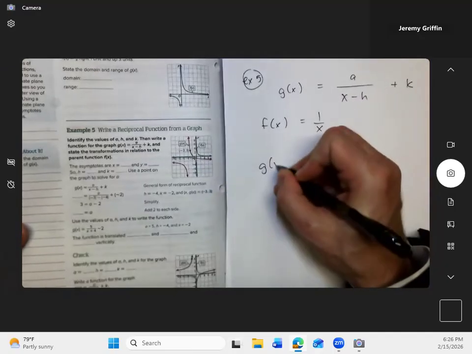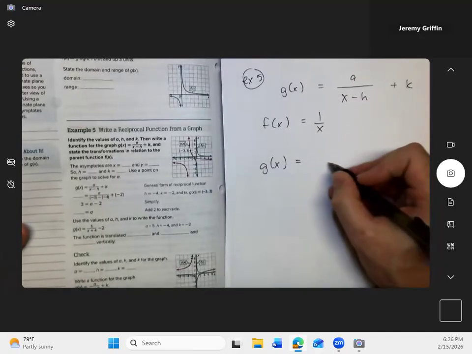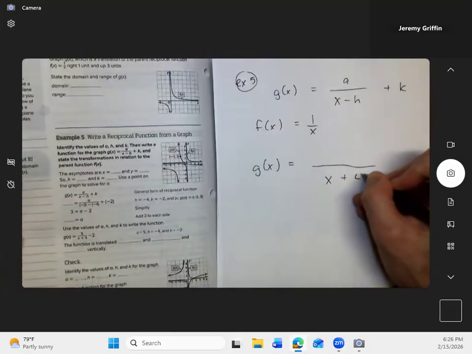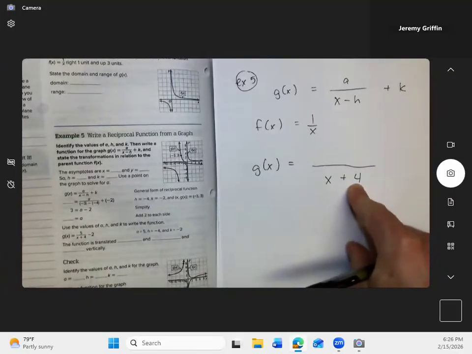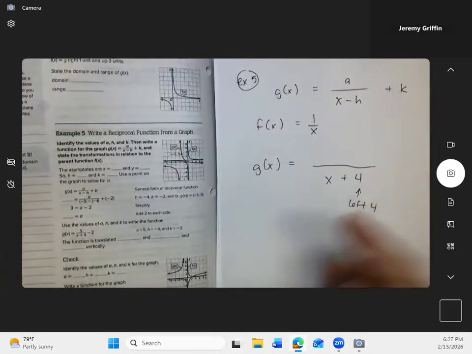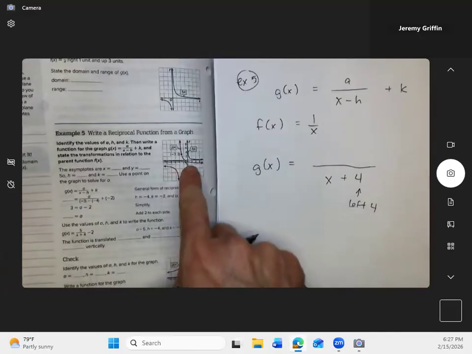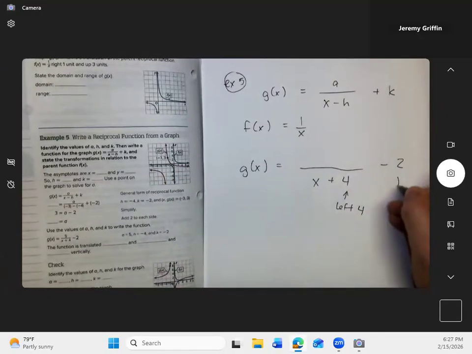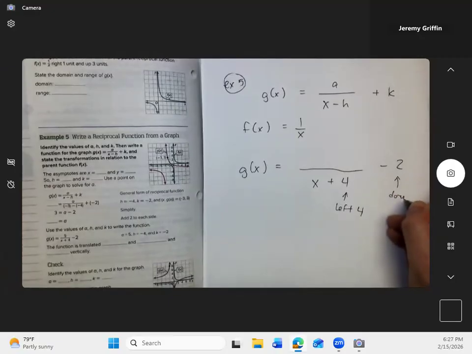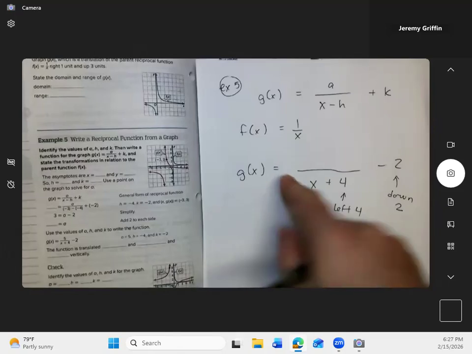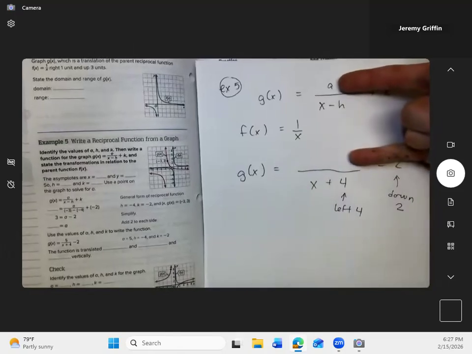So I'll say g of x equals, and I'm going to come back to the stretch factor later. But left 4 would give me x plus 4 down here, or x minus -4 if you like. Let's call it x plus 4. That's left 4, because I'm just following that vertical asymptote. Now the horizontal asymptote looks like it went down 2. So I'll say -2 is going to be tagged to the end, because the whole thing went down 2. Now the last detail I need is the vertical stretch factor.